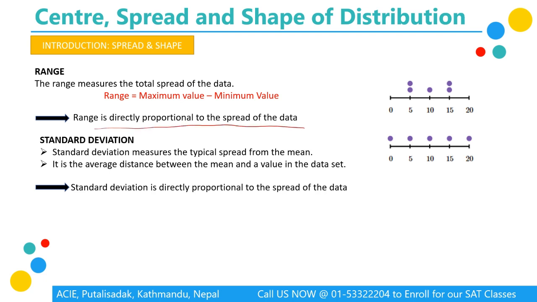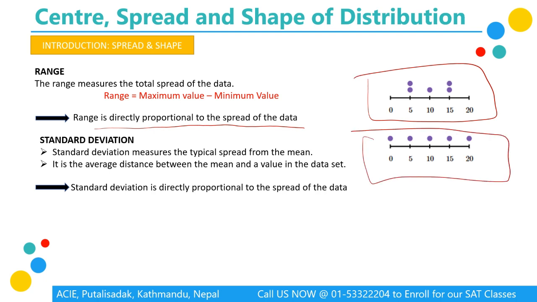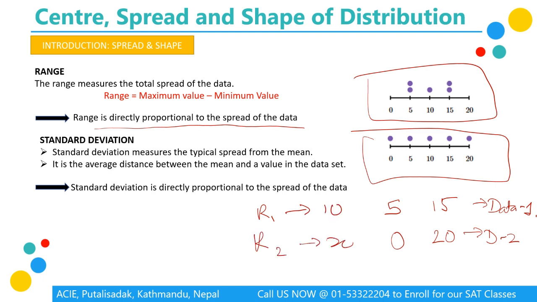Here we are given two different data sets, 1 and 2. Let's take an example over here. The minimum value in the first data set is 5, whereas the maximum value is 15. In our data set 2, however, the minimum value is 0 and the maximum value is 20. Our range निकाल्ने बेला, the range of this comes out to be range 1 becomes 10, range 2 becomes 20.